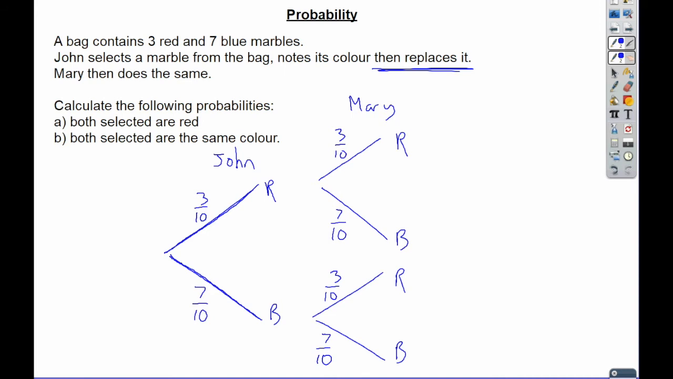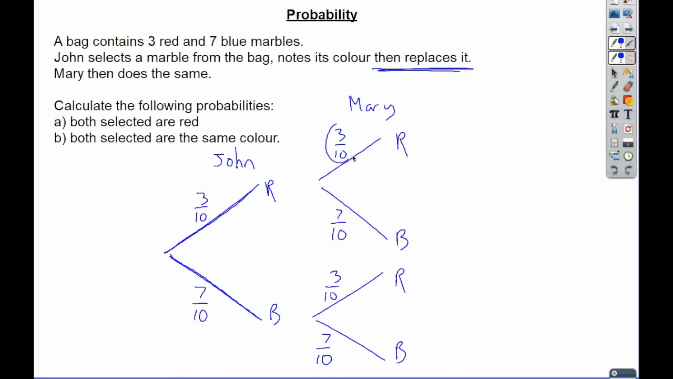What do you notice about each pair of the branches? Pause the video. Good. The probabilities all add up to 1, don't they? If they don't, you got it wrong. The reason they all add up to 1 on each pair of branches is because John can either choose red or blue. There are no other possibilities happening.